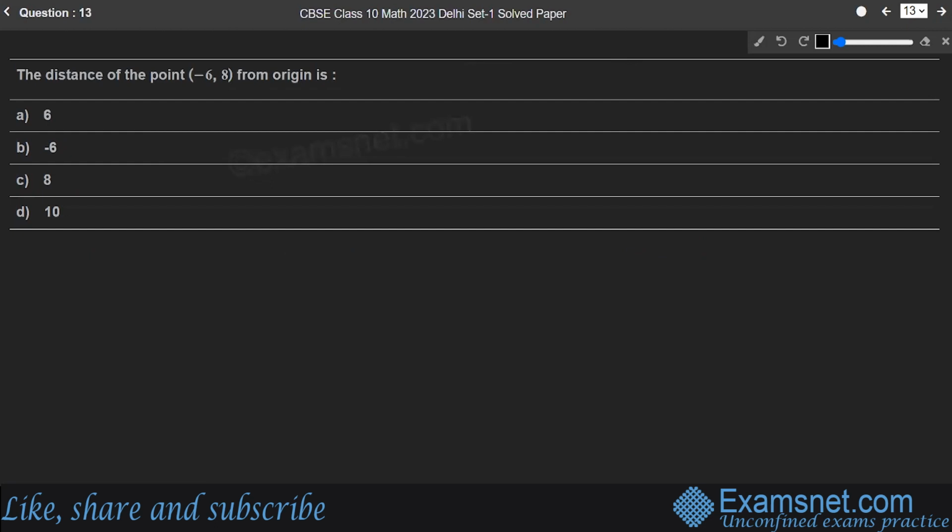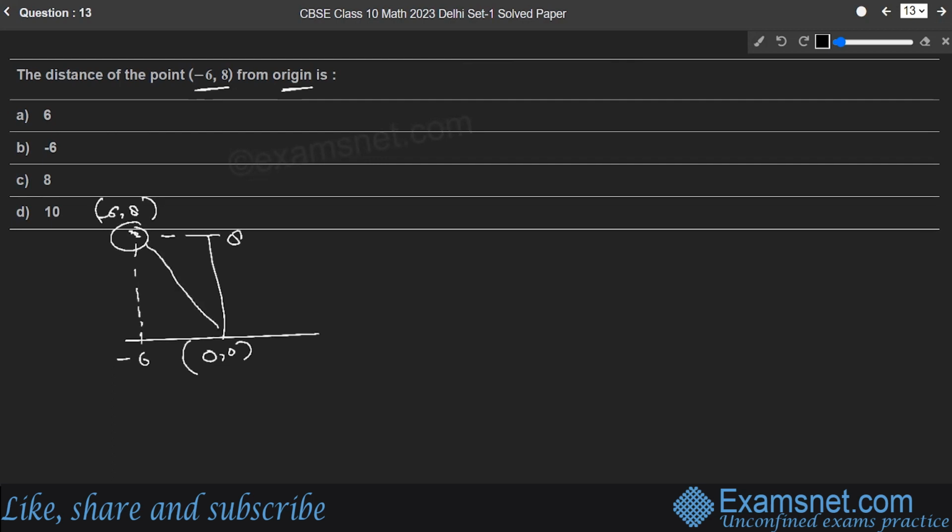Next is the distance of the point minus 6, 8 from the origin. Origin is the 0, 0 point. So let's say this is minus 6, 8, and let's say this is 8. This is that point, minus 6, 8 is here. Now we are supposed to find the distance between these 2 points, minus 6, 8 and the origin.